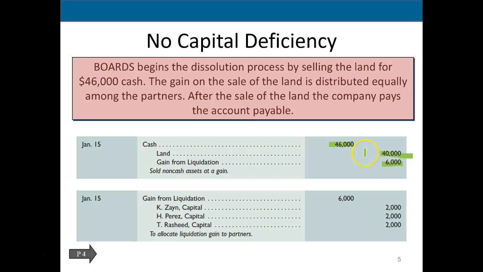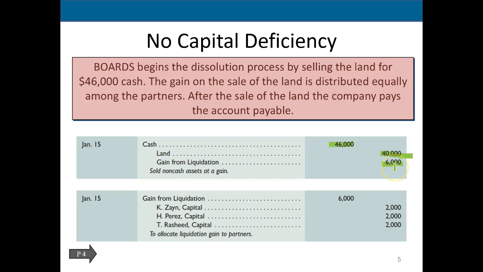We sold the land for more than it's on our books for. Therefore, we have a gain. A gain, if it was a sale in the normal process, would be on the income statement. So a gain would be similar to income, meaning it's a credit. It would increase the income statement net income. Then, of course, that gain, if we were to close out the income statement, we would close the income statement to the capital accounts.